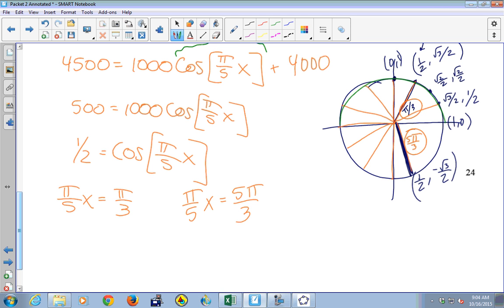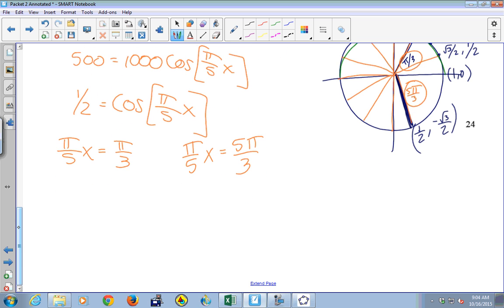Okay, so if I try to solve these, the pi's cancel, so I have x over 5 equals 1/3. Multiply both sides by 5, and I get x is 5/3. And here, x over 5 equals 5/3. Multiply both sides by 5, and I get x is 25/3.